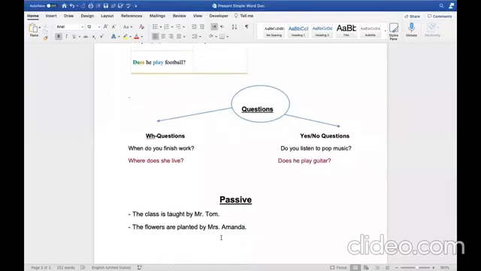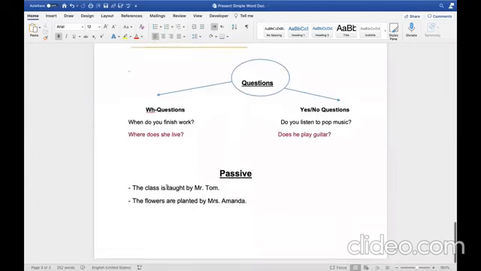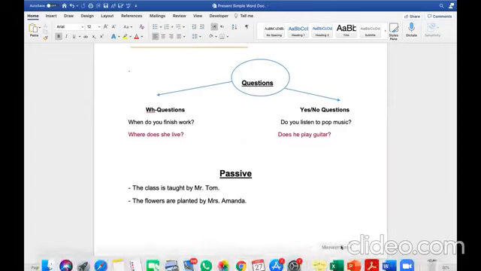And the passive will be am, is, are, and the past participle. Like, for example, the class is taught by Mr. Tom and the flowers are planted by Mrs. Amanda. All right. So this is for the present simple.